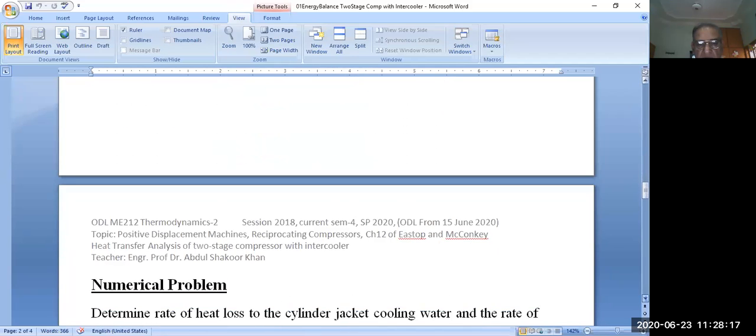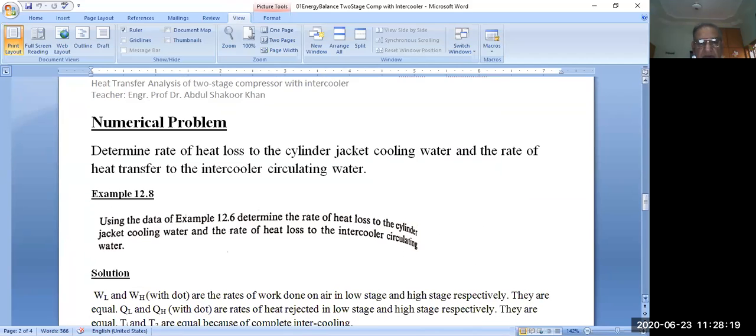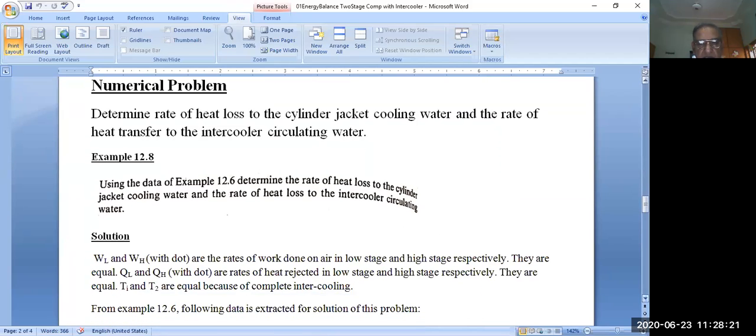Now the numerical problem related to this topic is example 12.8. I will give it to you as homework, and I will give you all my previous lectures, including homework. You will do it at home and submit it in your own handwriting. You will write everything in your own handwriting and give it to me. While doing this, do the calculation by yourself.